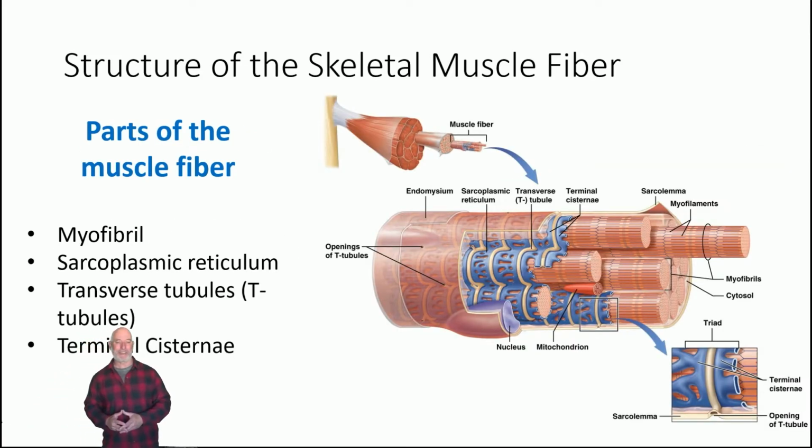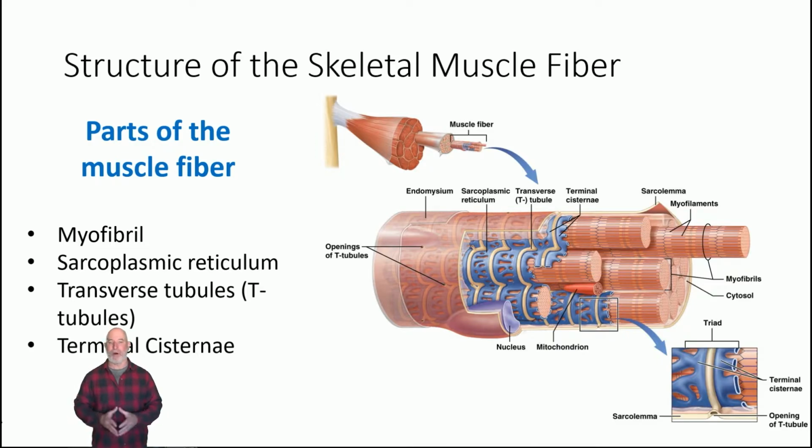Oh, I'm in front of the terminal cisternae. Let's talk about the parts of a muscle fiber that are very important for muscle contraction. Now, to be clear, I'm not going to talk about how a cell contracts or how these muscles contract right now. This is just going through the parts list, kind of describing what they're going to do. And my next lecture will discuss how a cell actually contracts, or specifically how the myofibrils contract.